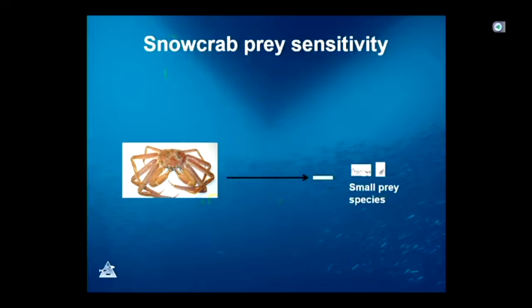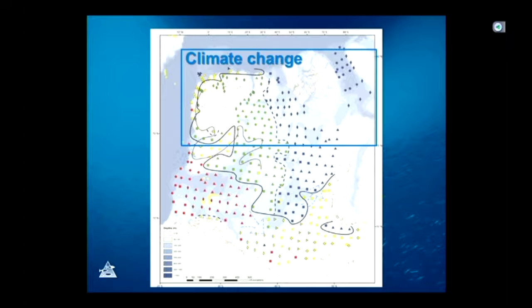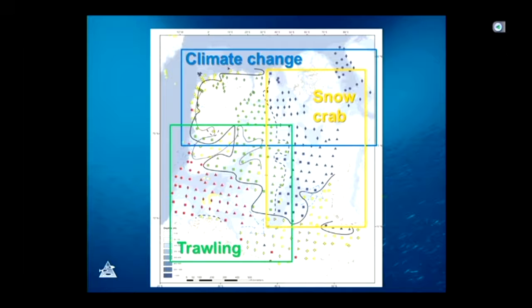So if we identify all the possible prey that we catch with this trawl, take the bite, and then show during years where we do find the most of these prey species, this is how the map looks. So now we have looked at climate change. How does that impact the community of benthos? We have looked at trawling. How does that impact the community of benthos? And we have been looking at the snow crab, asking ourselves how this impacts the benthic community.